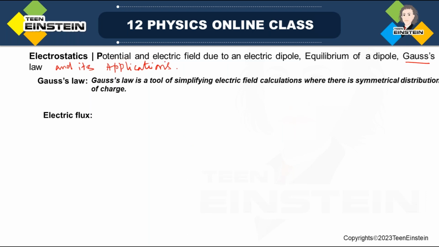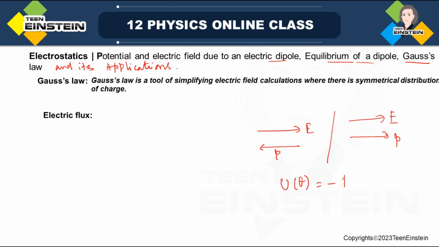We have learned potential calculation and electric field calculation due to an electric dipole, point charge, system of charges, etc. And we have seen equilibrium of a dipole. If I just briefly discuss this, see, we can have dipole moment P in this direction. Suppose this is the electric field, or we can have both in the same direction. Okay, electric field and P. So we know the potential energy is minus PE cos theta.